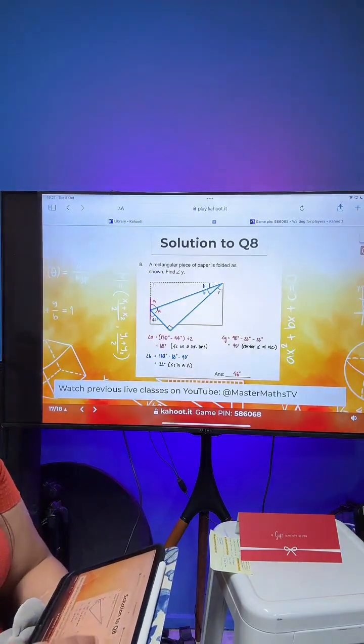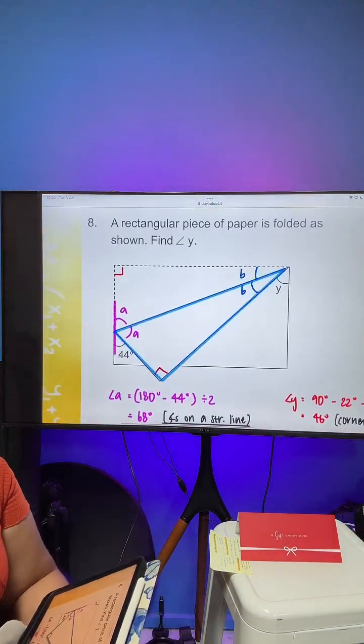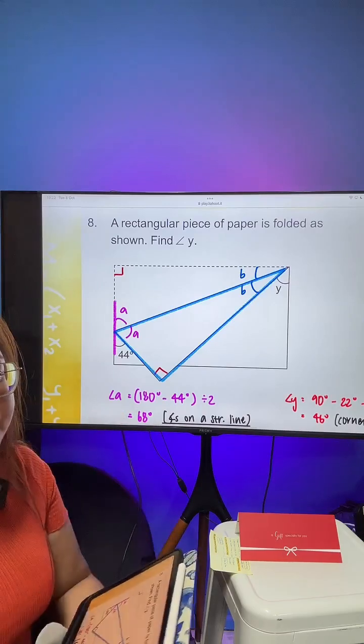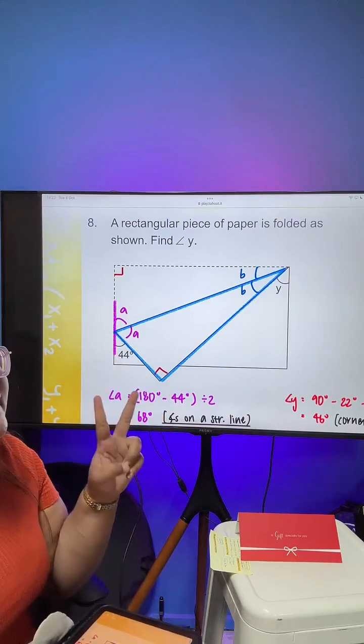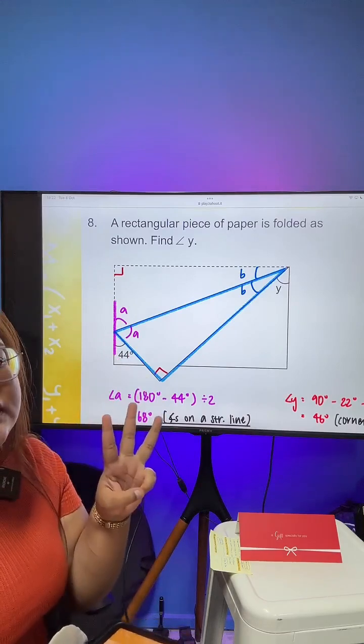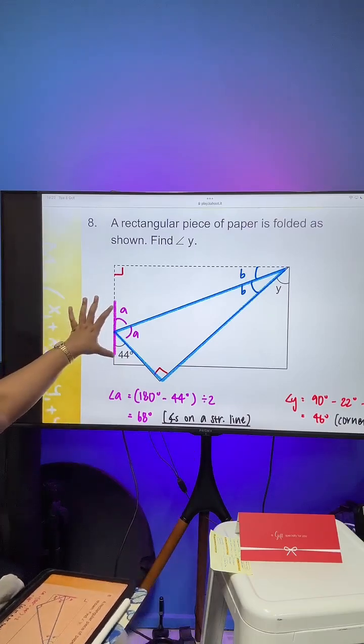Okay, let's take a look at the solution to question 8, okay, guys? Alright, so, like I mentioned earlier, we will use 3 things. Number 1, angles on a straight line. Number 2, angles in a triangle. Number 3, corner angle of a rectangle, okay? So, the first one here, angles on a straight line.